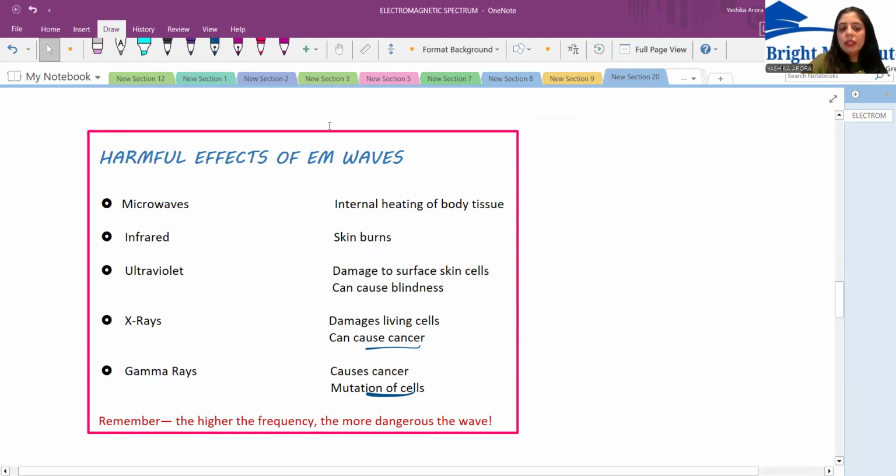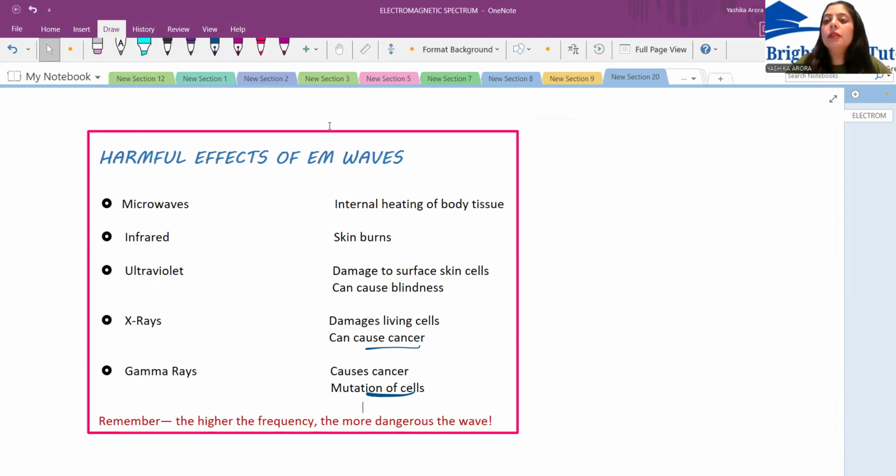Okay. The important thing is, as the frequency of your wave is increasing, it's going to be getting more and more dangerous for you. Why? Because more frequency means the wave is more energetic. If it's more energetic, it can actually interact with our body parts. So it's getting more dangerous for us. You can see here as well, these are on the higher frequency side, which means they are more energetic also.